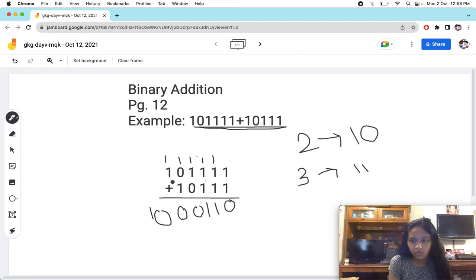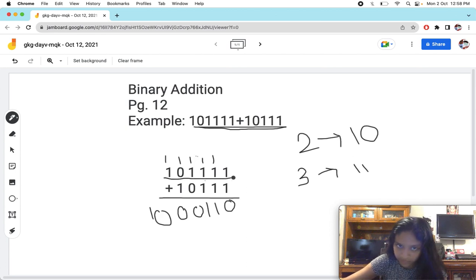Now I'm going to give you a task, an exercise. I want you to see for yourself. I want you to convert this number into decimal, this number into decimal, and this number into decimal.